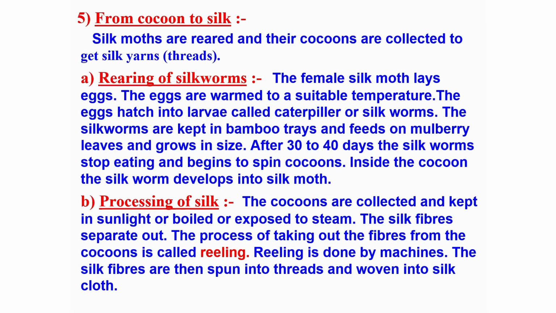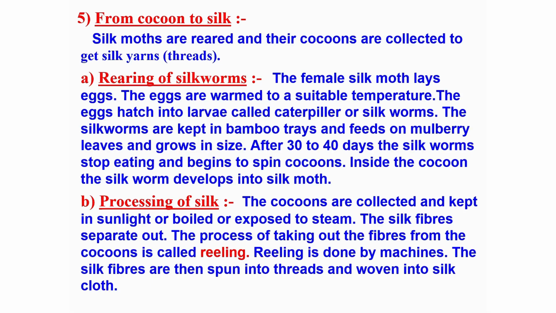From cocoon to silk. Silk moths are reared and their cocoons are collected to get silk yarns, that is threads. Rearing of silkworms. The female silk moth lays eggs. The eggs are warmed to a suitable temperature. The eggs hatch into larvae called caterpillar or silkworms. The silkworms are kept in bamboo trays and feed on mulberry leaves and grow in size.